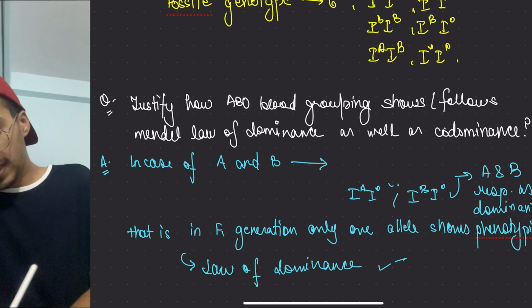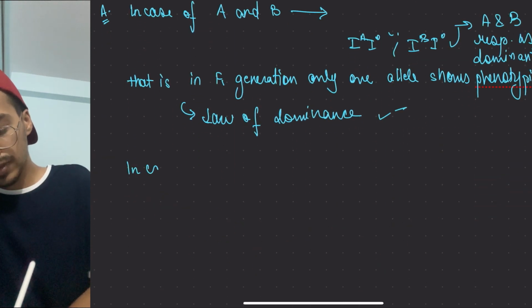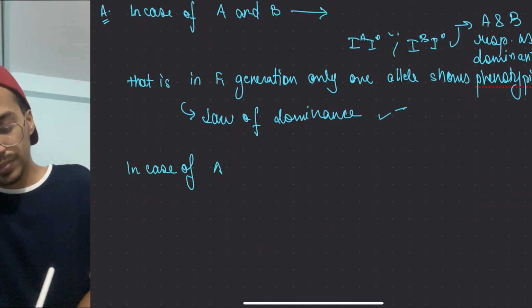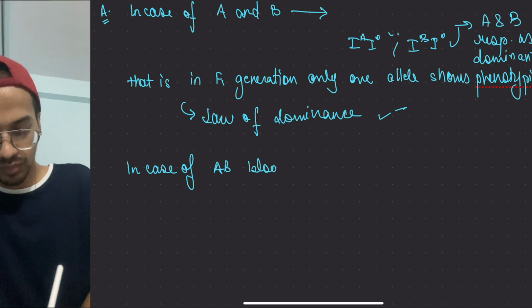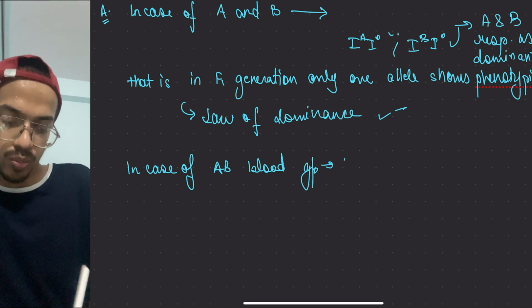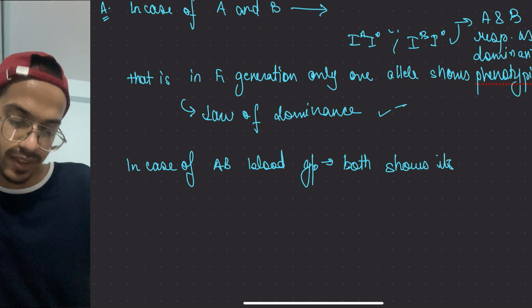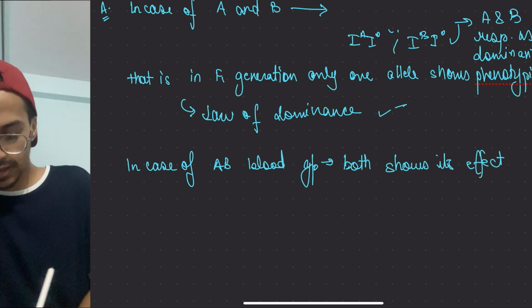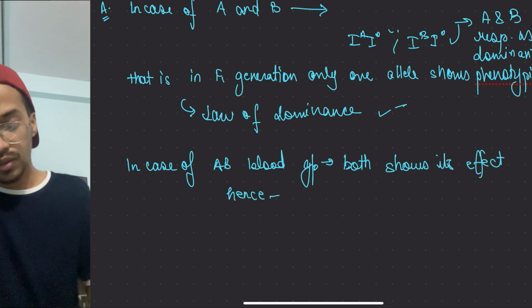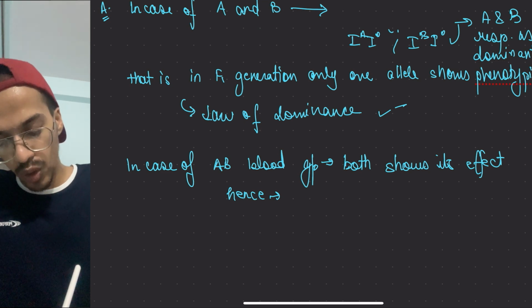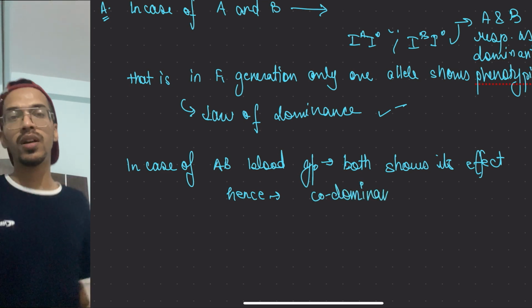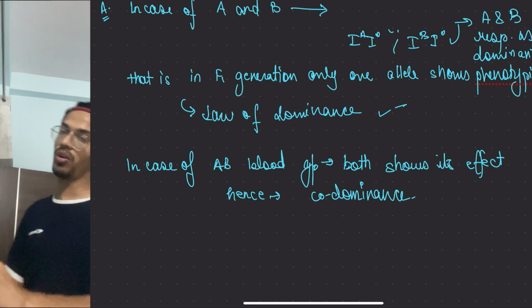In case of AB blood group, both alleles show their effect. Hence, what will happen? Codominance. So this is how it is showing the codominance effect.